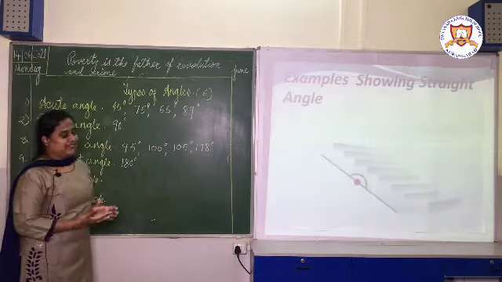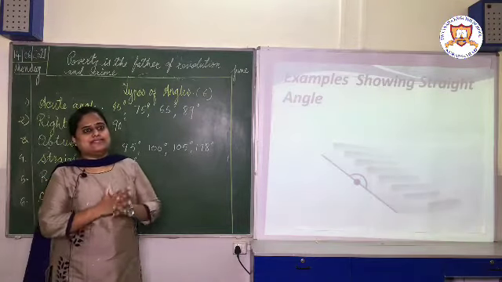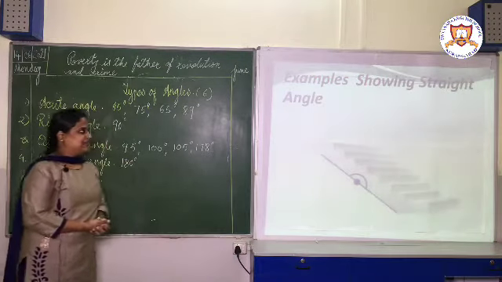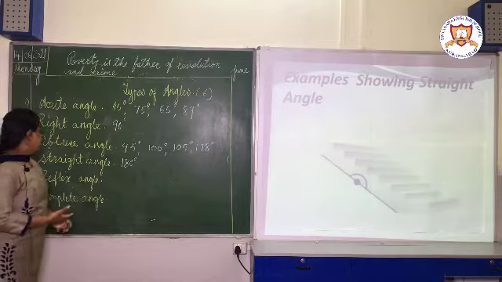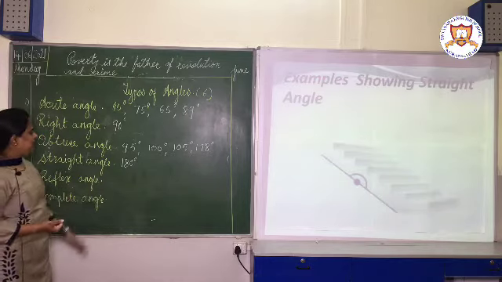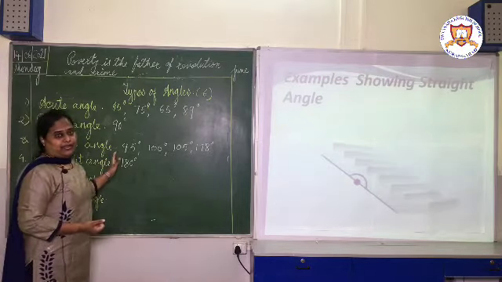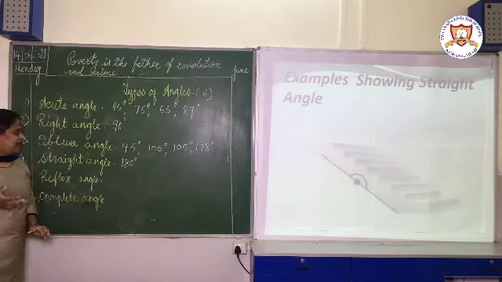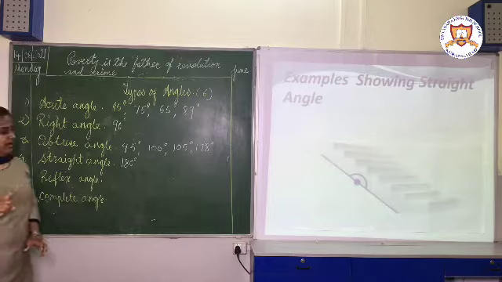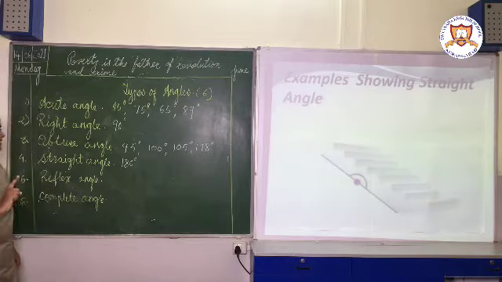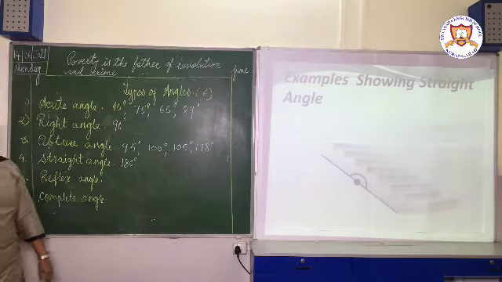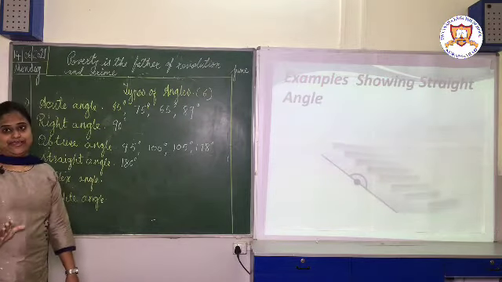In day-to-day life we can see this. In our surroundings, n number of straight angle examples are there. You have to find them out. So what is the straight angle's measure? Exactly what measure do we want? 180 degrees. If an angle's measure is 180 degrees, then we can say that angle is called a straight angle.